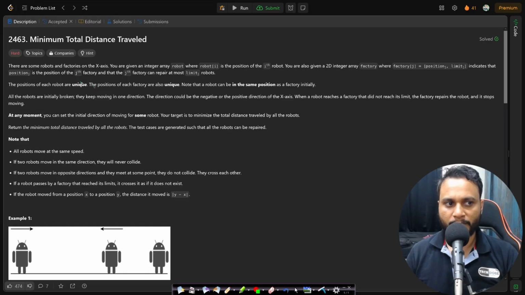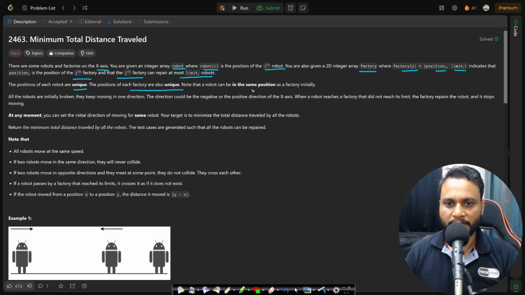Now let's look at the problem statement. In this problem, there are some robots and factories on the x-axis. You are given an integer array robot, where robot at i is the position of the ith robot. You are also given a 2D integer array factory, where factory at j equals position j and limit j, which indicates that position j is the position of the jth factory, and the jth factory can repair at most limit j robots. The position of each robot is unique. The positions of each factory are also unique.